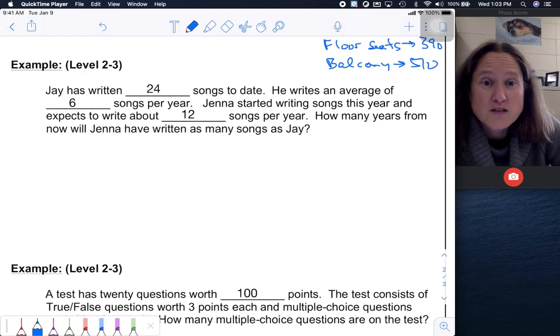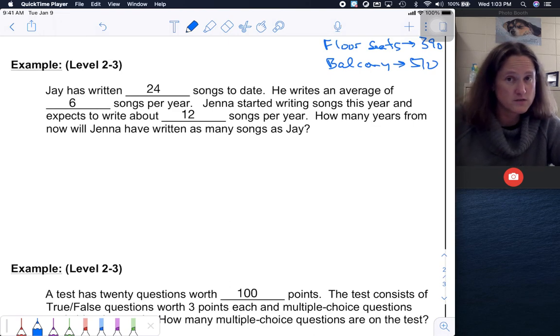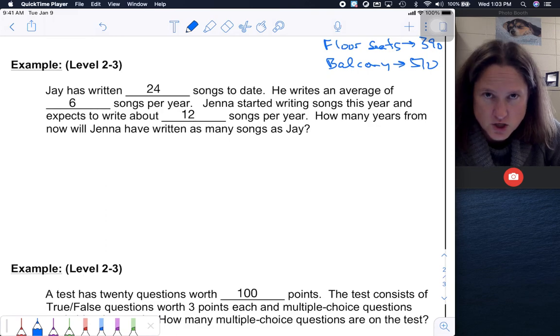Gina started writing songs this year and expects to write about 12 songs per year. So she hasn't started writing any songs, but she plans to write 12 per year. So how many years from now will Gina have written as many songs as Jay?